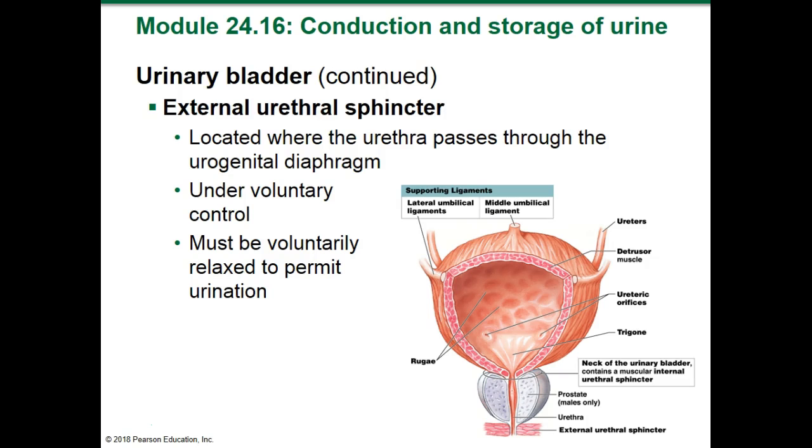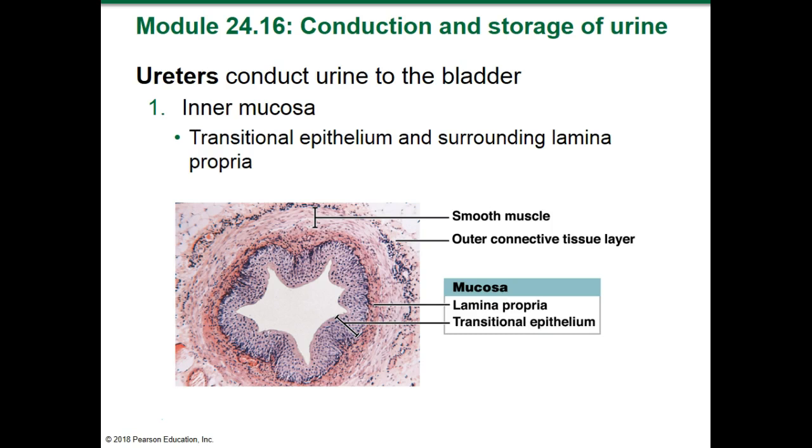It's under voluntary control. It has to be voluntarily relaxed to permit urination. If we look at the ureter in cross-section, we do see transitional epithelium, just like we see with the bladder. So the bladder and ureters do have transitional epithelium. Remember, it's a little bit different. And it surrounds the lamina propria.